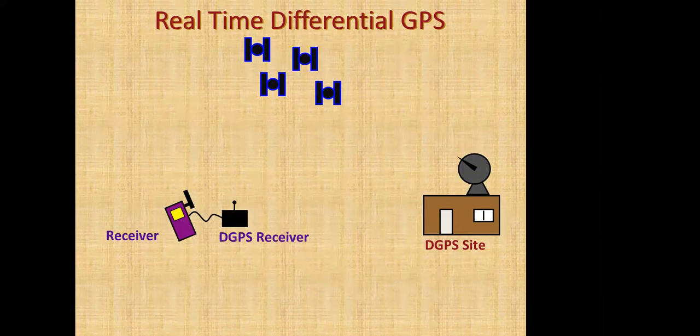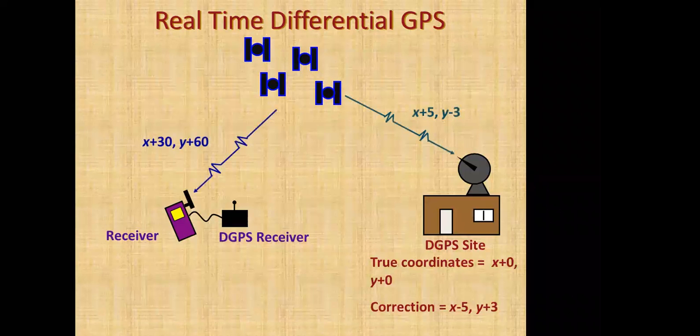Okay, this is showing another example of DGPS. Suppose we are at a DGPS site which has a precise location X and Y. It knows its own coordinates, and it receives a signal from the GPS satellite and gets a position X plus 5 and Y plus 3. So the correction factor will be minus 5 and plus 3. That correction factor it will send to the receiver.